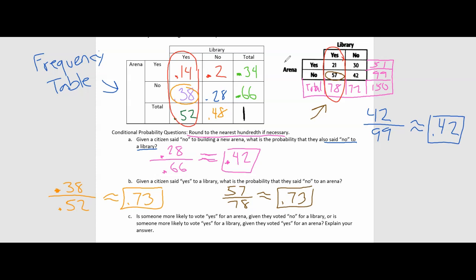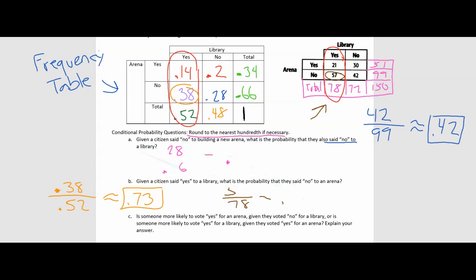Okay, part C. Is someone more likely to vote yes for an arena given they voted no for a library? Or is someone more likely to vote yes for a library given they voted yes for an arena? Explain your answer. All right, looks pretty complicated, right? There's a lot of different givens, there's a lot going on, but let's just look at our table, separate out what we need from what we don't need, find the probabilities and compare them.